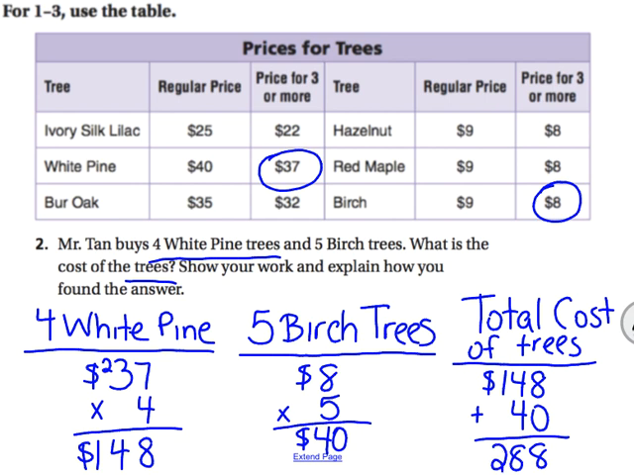Oops, sorry. Always check work. So the cost of the trees will be $188. Okay, and then you'll be asked to explain how you found the answer. So please, when explaining, you could just follow and explain the steps that you did to solve it. Okay?